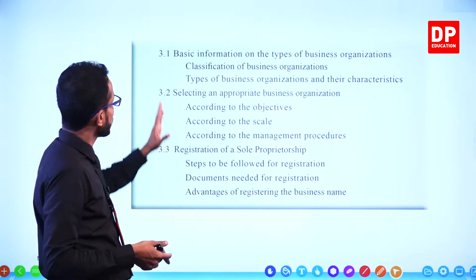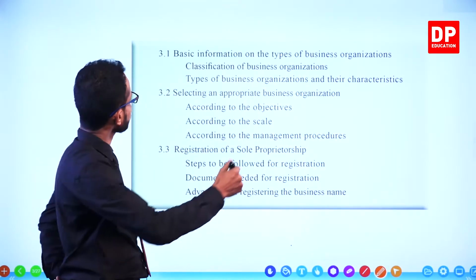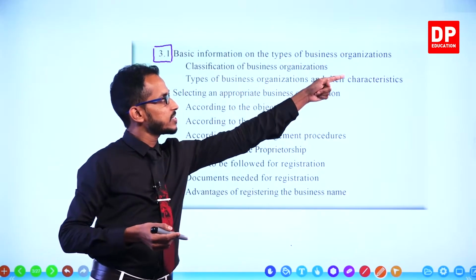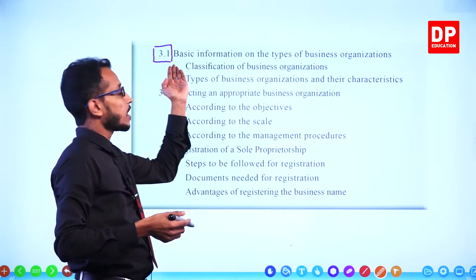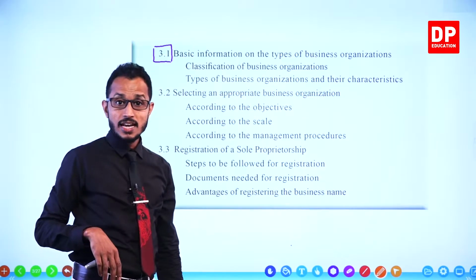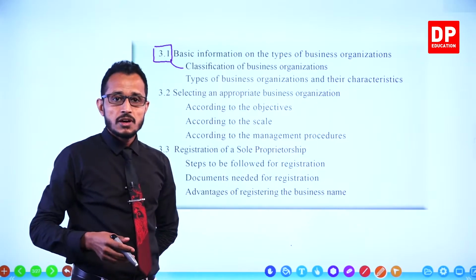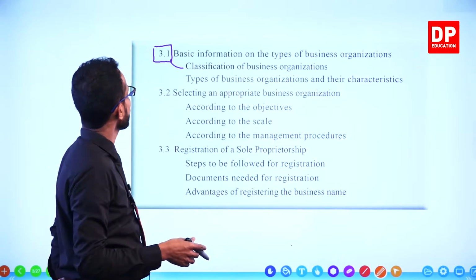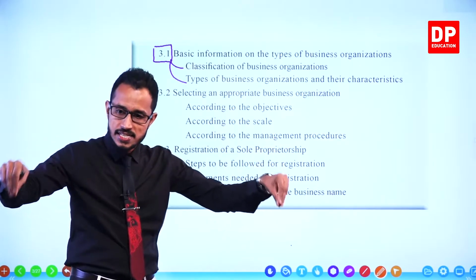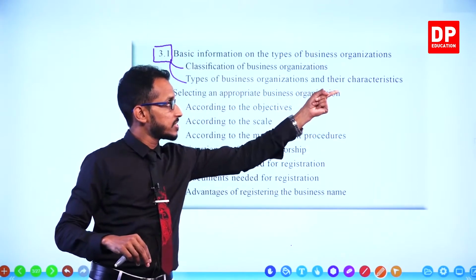According to your textbook, we must cover these areas in this lesson, in this unit. Chapter 3, 3.1. Basic information on the types of business organizations. Then we get classification. Classification of business organizations. Then we have types of business organizations, different types of organizations, children. We're going to study about those organizations and their characteristics.